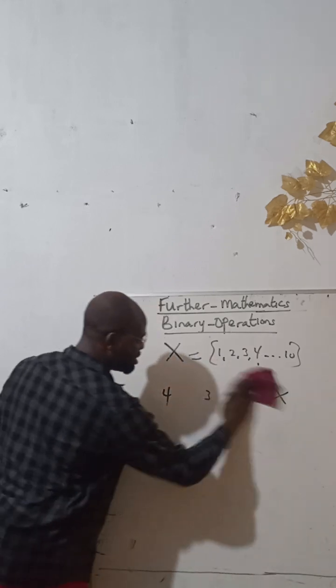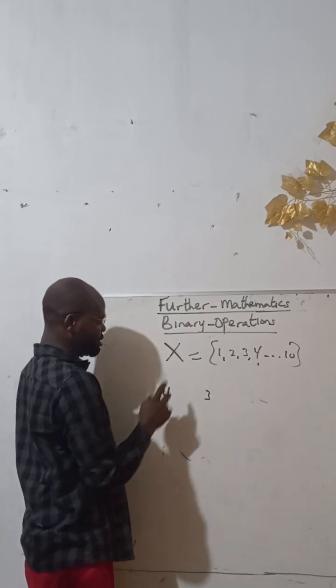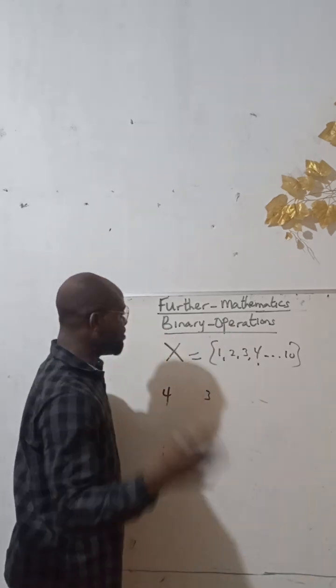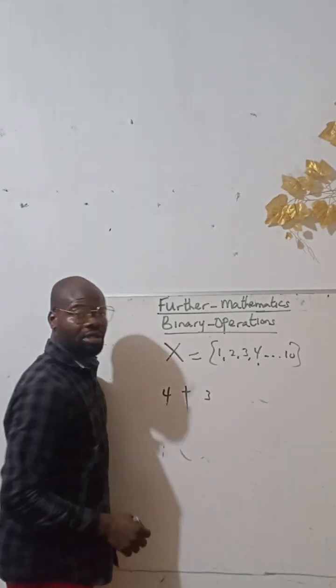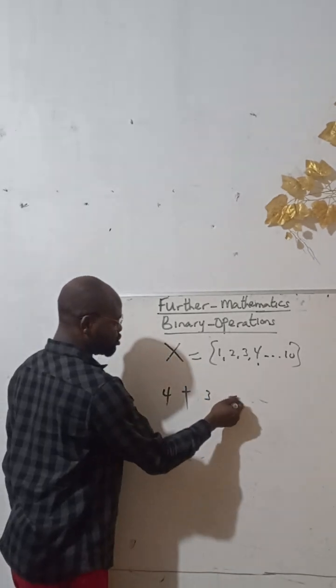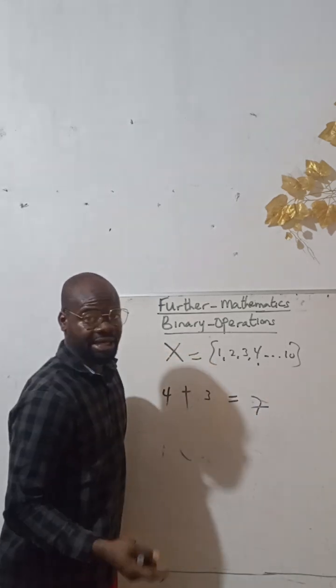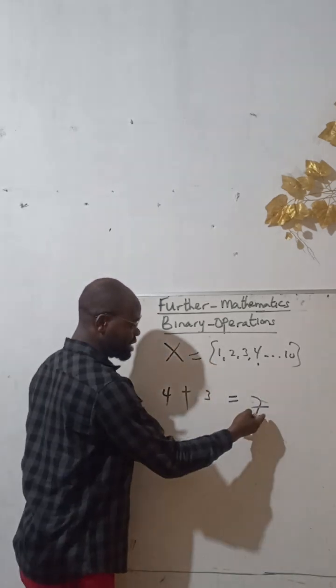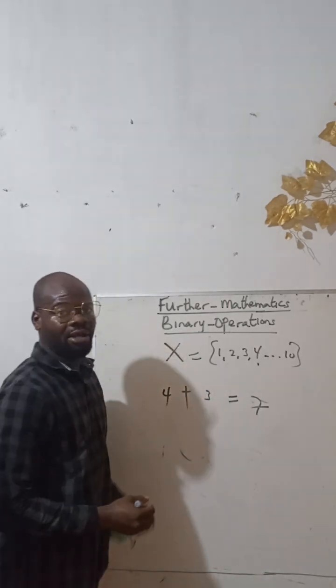So now, since 3 and 4 can be found in x, let me perform some operation. Binary means two numbers. Let me perform the addition operation, plus. Now if I add 4 plus 3, I'm going to have 7. You can see that 7 can still be found inside this set. Sometimes the answer may not be found in the set. You understand what I mean now? So that's what we call binary operation.